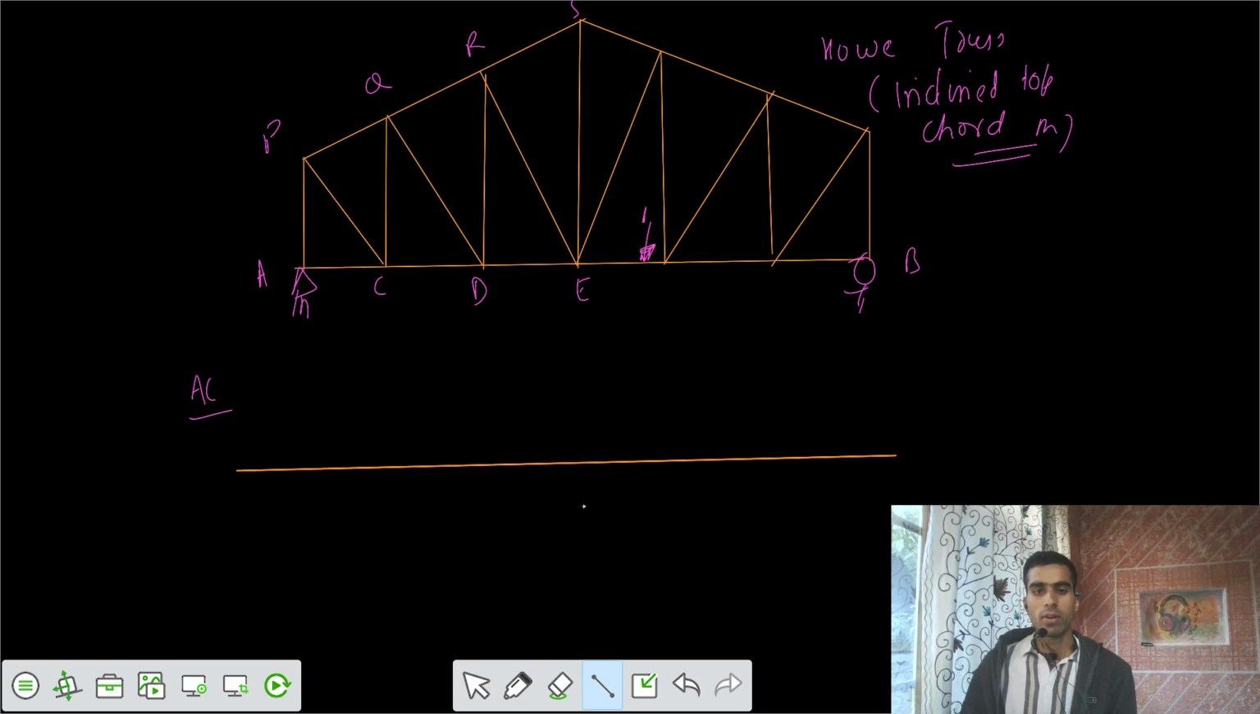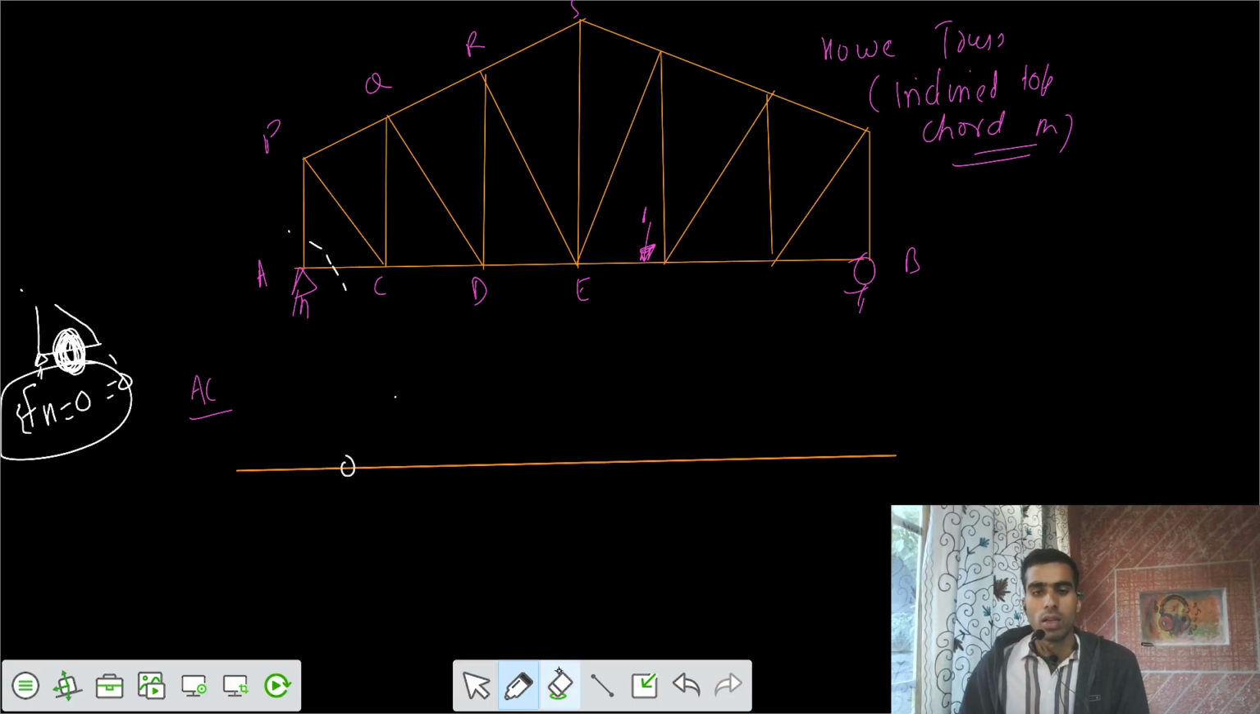If this is the ILD for AC reference line, so if I cut the section here, this is joint A. If I cut the section in this way, there is no one to balance the horizontal one, so this one should be 0. If I say summation FH equals 0, that is 0. So ILD is 0.